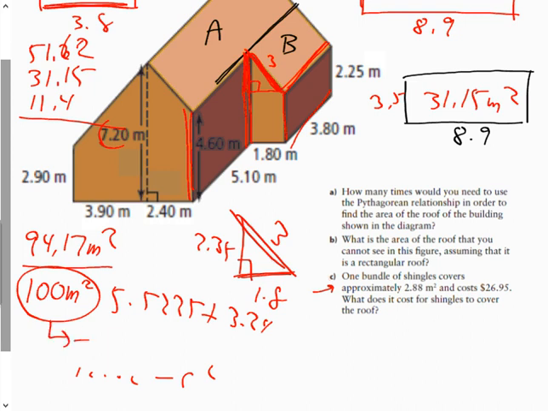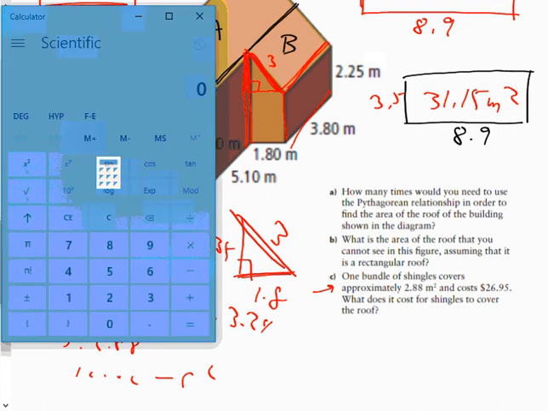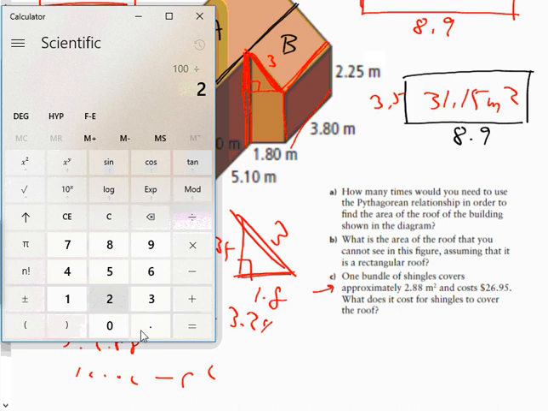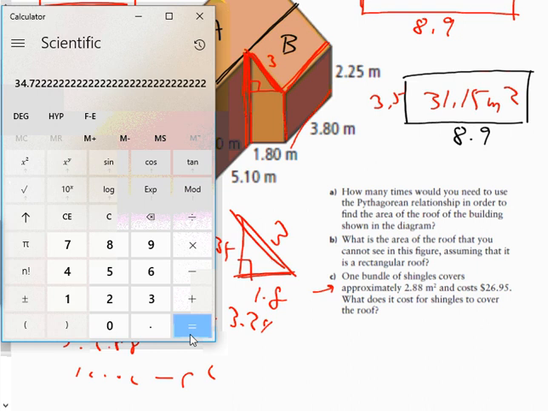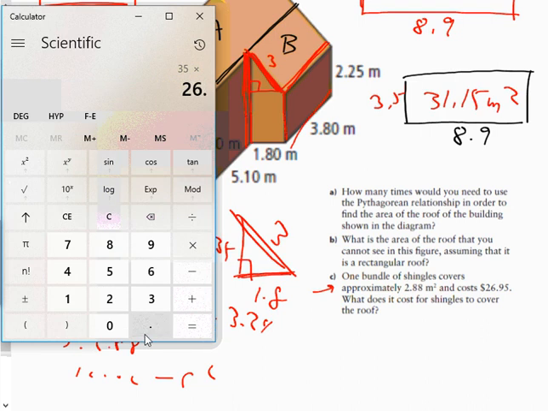So I'm going to take that 100 square meters and divide it by 2.88 because each bundle covers that, and that will tell me how many bundles to get. So 100 divided by 2.88 tells me I need approximately 34 bundles. I'm going to buy 35 bundles. Agreed? At 35 bundles at $26.95 a piece means that the cost of materials to cover that roof, if I buy 100 square meters instead of 90, whatever, is going to cost me roughly $900.